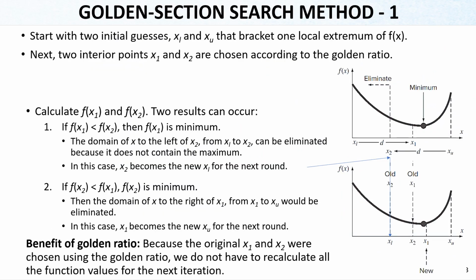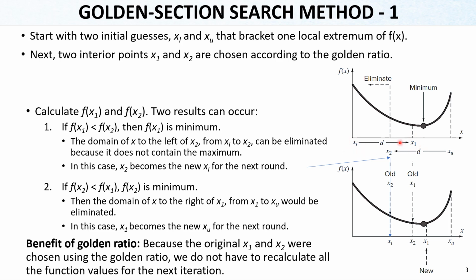Now in the golden section search method, we will start with 2 initial guesses which represent the lower bound and upper bound, which will bracket one local extremum. So there can be a minimum or maximum, it doesn't matter. That's why it's called extremum. It has to bracket it. Then, as the third and fourth points, those will be interior points, x1 and x2. We will choose those according to the golden ratio. And for that, we will set this d value here on the graph, for instance.